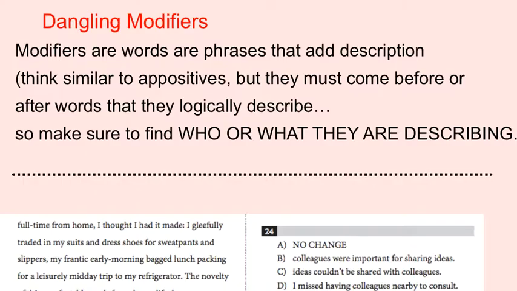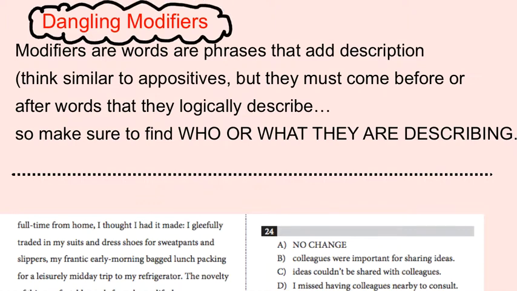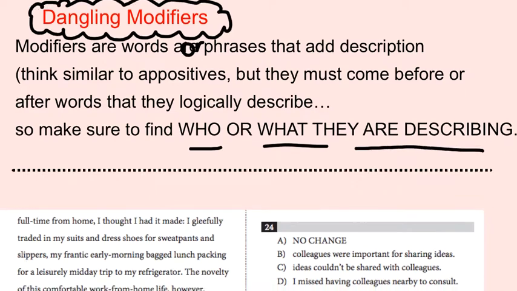Another thing you have to worry about on clarity is dangling modifiers. I could probably put dangling modifiers in just about any category, but I put it here. Modifiers are words or phrases that add description. Think of them similar to appositives, but they must come before or after the words that they logically describe. So make sure to find who or what these phrases are describing. Here's a good example.